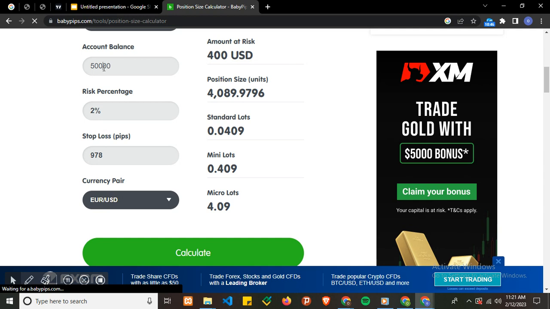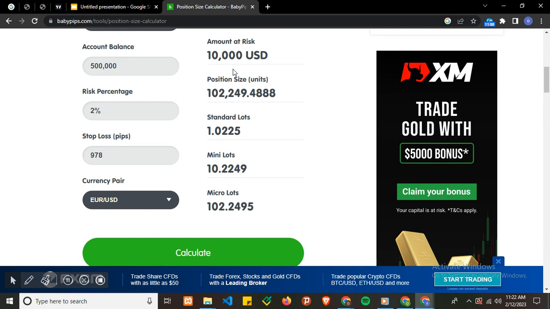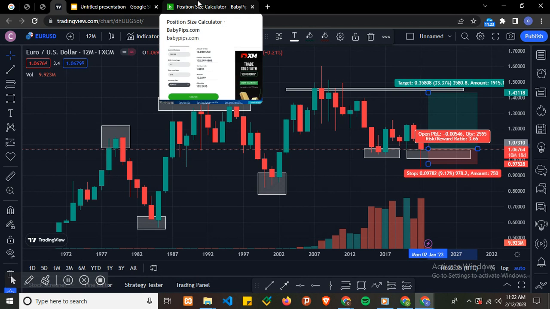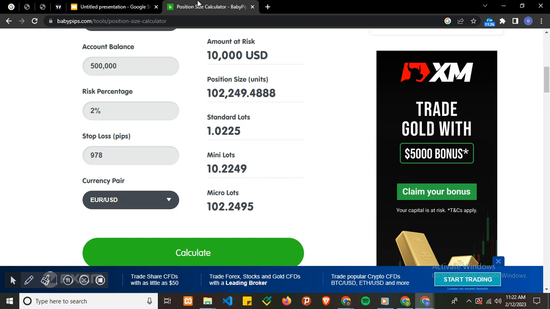$500,000. This $500,000, and you are using a 978 pips stop loss as a position trader and a 2% risk. So let's click on calculate. Okay, one lot size. So on a $500,000 account, the amount at risk is $10,000 and the normal standard lot size on 2% is one lot size. So you'll be risking $10,000 and you'll be making a profit of how much? You make a profit of maybe $35,000. Yeah, that's $35,000 plus, you are correct.